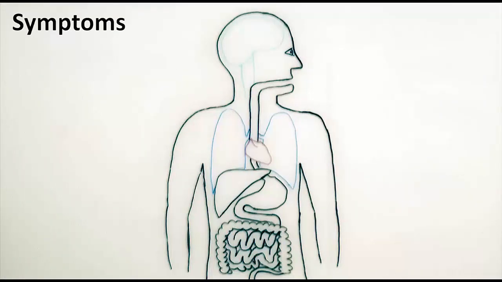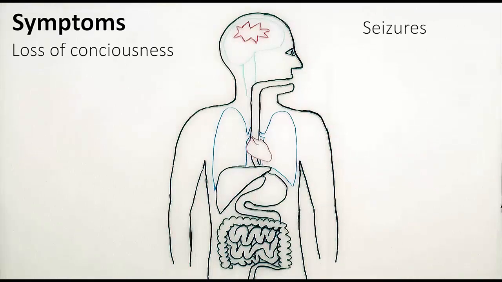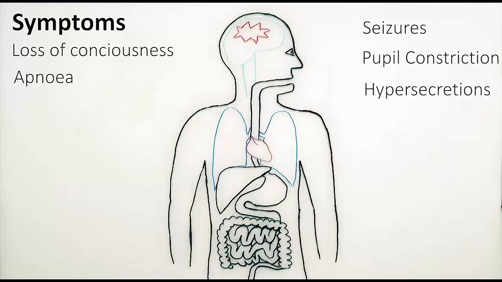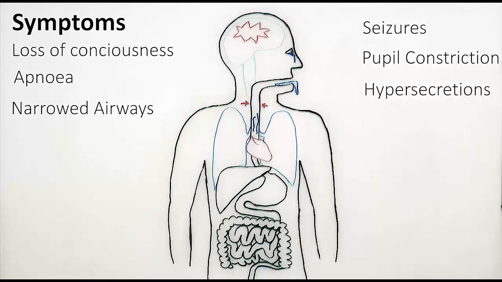A person who has been poisoned by a nerve agent may present a few or all of the following. They may have seizures, they may lose consciousness, they can stop breathing, also known as apnea, the pupils may constrict, known as pinpoint pupils, hypersecretions of the lacrimal glands in the eye, salivary glands, sweat glands, and bronchial glands in the airways can occur. This causes tears, frothing at the mouth, profuse sweating, and the airways being blocked with mucus. The airways can also constrict and narrow.